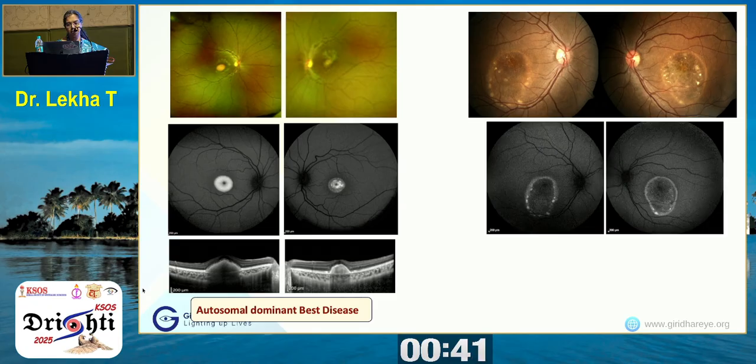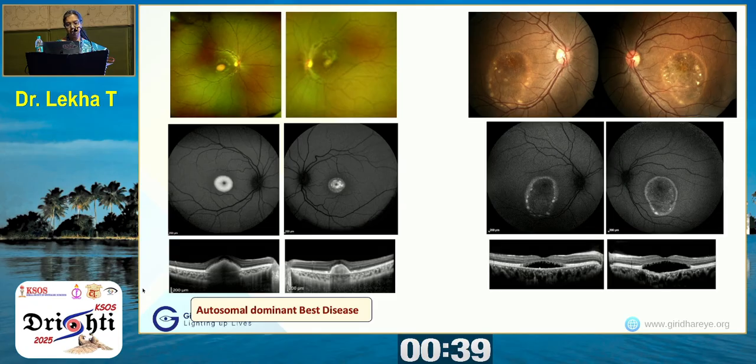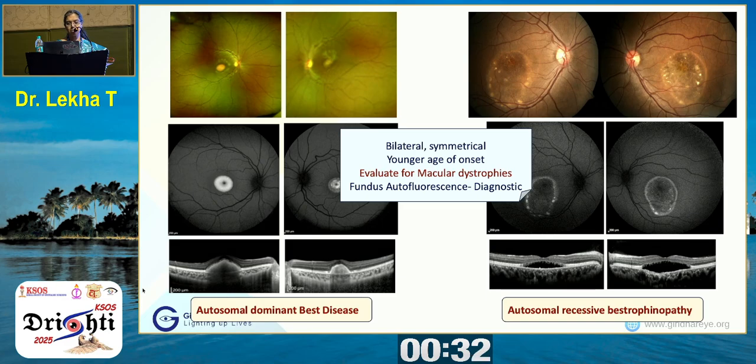This is another patient with multiple vitelliform lesions and subretinal fluid. This is in the same spectrum, but it is autosomal recessive bestrophinopathy. So whenever we see such bilateral symmetrical lesions and younger age of onset, we should evaluate them for dystrophies.